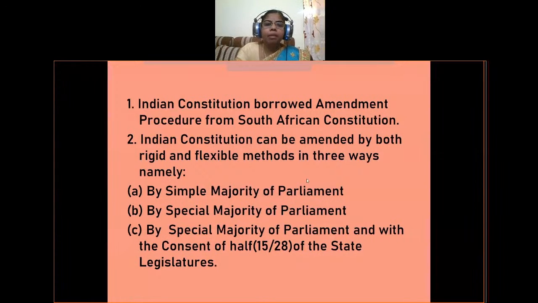The Constitution of India can be amended in three ways: by simple majority of Parliament, by special majority of Parliament, and by special majority of Parliament with the consent of half of the state legislatures. Simple majority means half plus one, and special majority means 2/3 of the members of Parliament. Our country has 28 states. Out of 28 states, 15 states have to accept those bills. Let us learn them in detail.